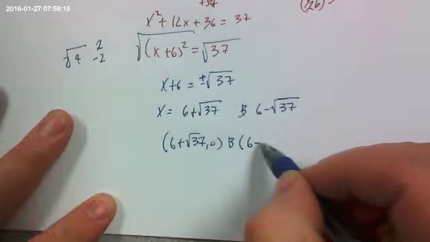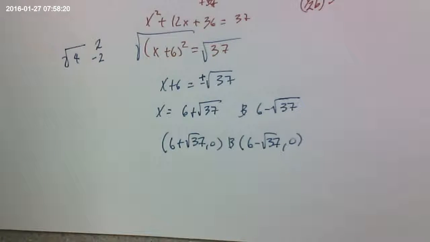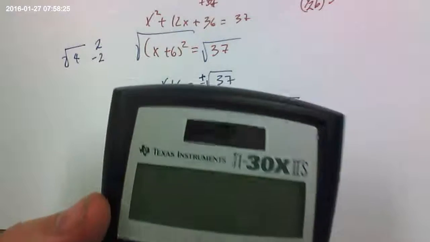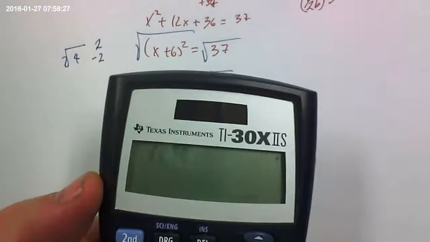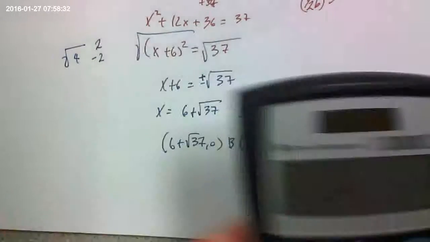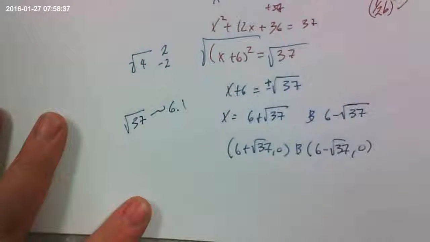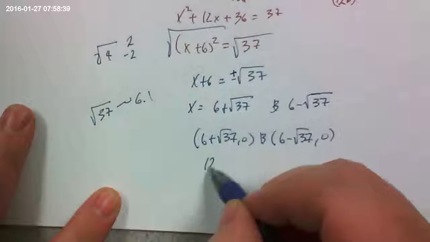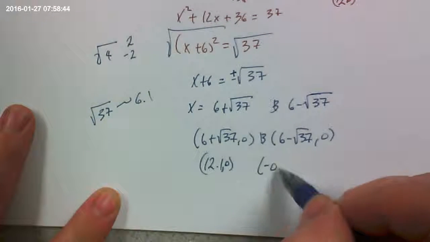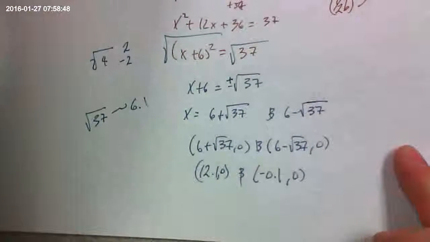And here's the other. Now you can't graph that, but what you could do is take your fancy calculator and figure out the square root of 37. Approximately that would be 6.1. So on the side right here, 6.1. You plug those values in here, that would be 12.1 comma 0 for one intercept, and negative 0.1 comma 0 for the other.